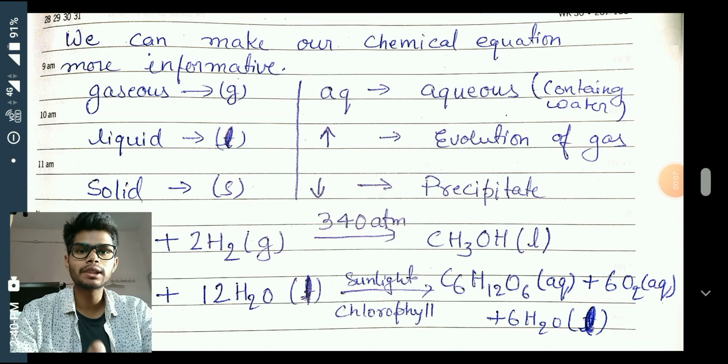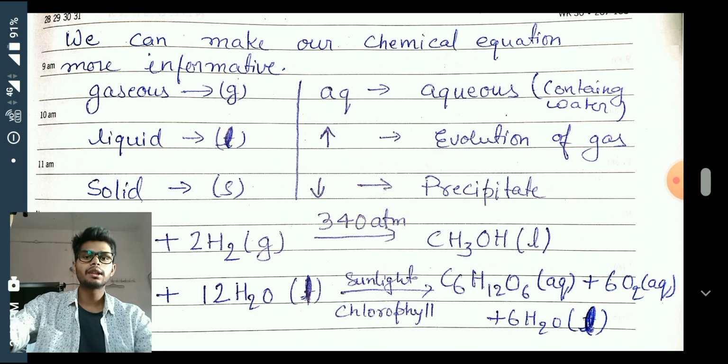And till now, we have discussed the balancing of chemical equations. So, in this lecture, the main topic will be the types of chemical reactions. But let's start with some of the topics that we left in the last class.